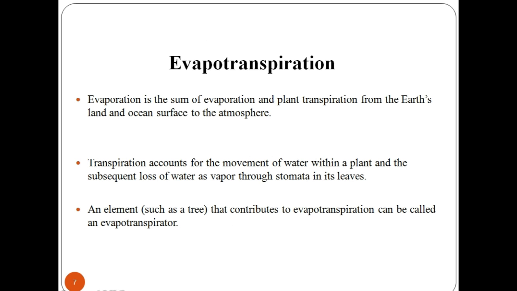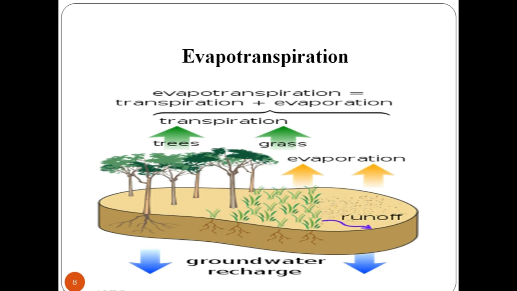let's have a look at the evapotranspiration process, which is the sum of evaporation and plant transpiration from earth, land and ocean surface to the atmosphere. Transpiration accounts for the movement of water within a plant and the subsequent loss of water as vapor through the stomata in its leaves. You can refer to the image for better understanding. Evaporation accounts for the movement of water to the air from sources such as soil and water bodies.